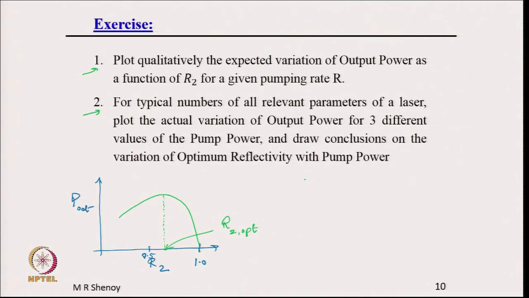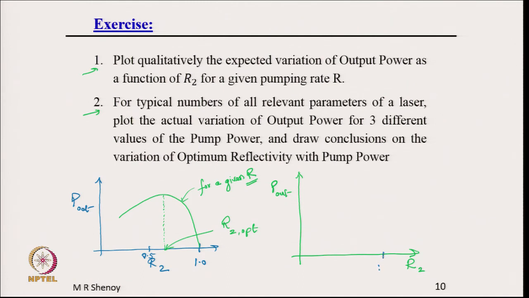In the second exercise, what I would like you to do is plot the same curve, R 2 versus P out, for a given pumping rate R. For 3 different values of pumping rate, how would it vary? Let me qualitatively tell you how it would vary.